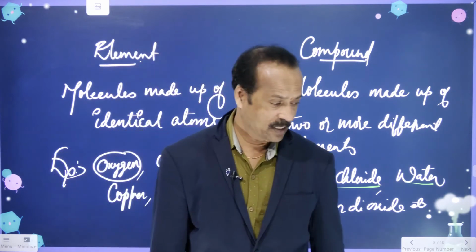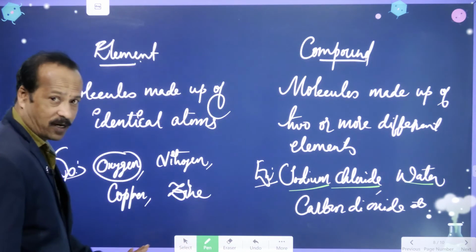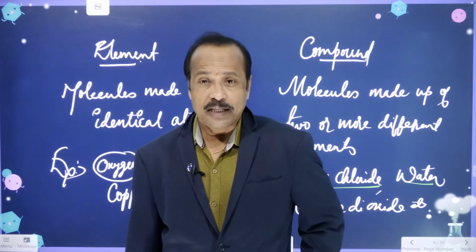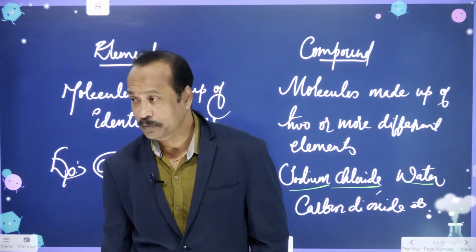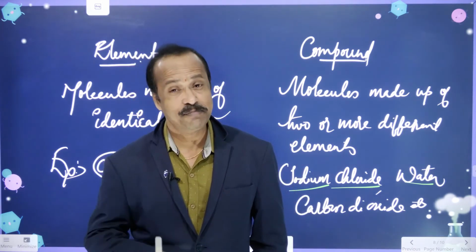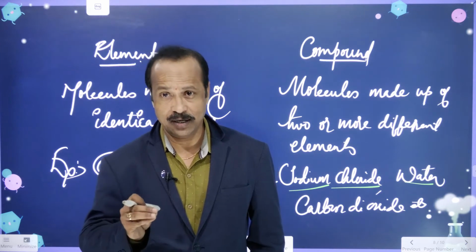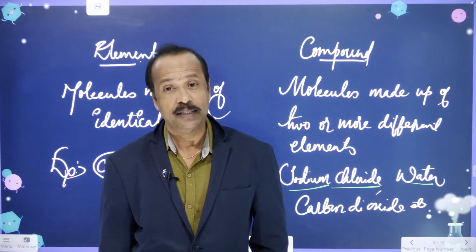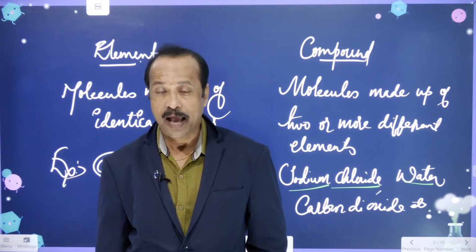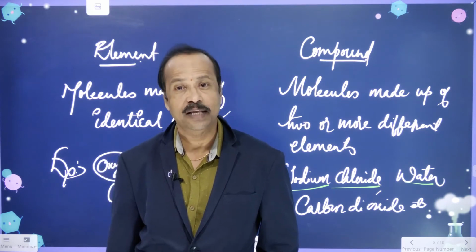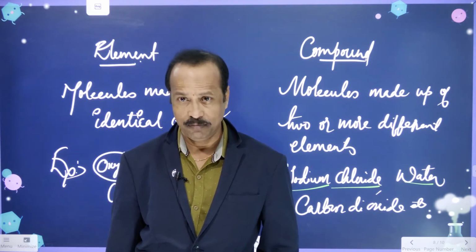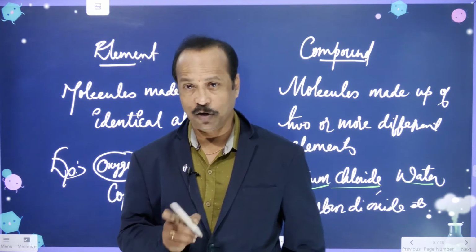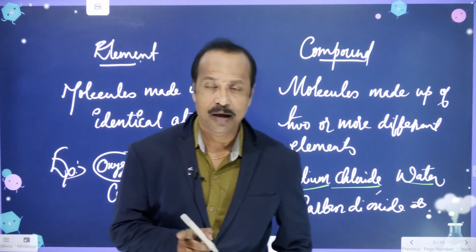Now did you understand the difference between elements and compounds? Okay, see now students. Today I am going to give you a list of important elements. Along with their symbols and valences, you have to note these down, and you have to learn all these elements with their atomic numbers, symbols and valences.